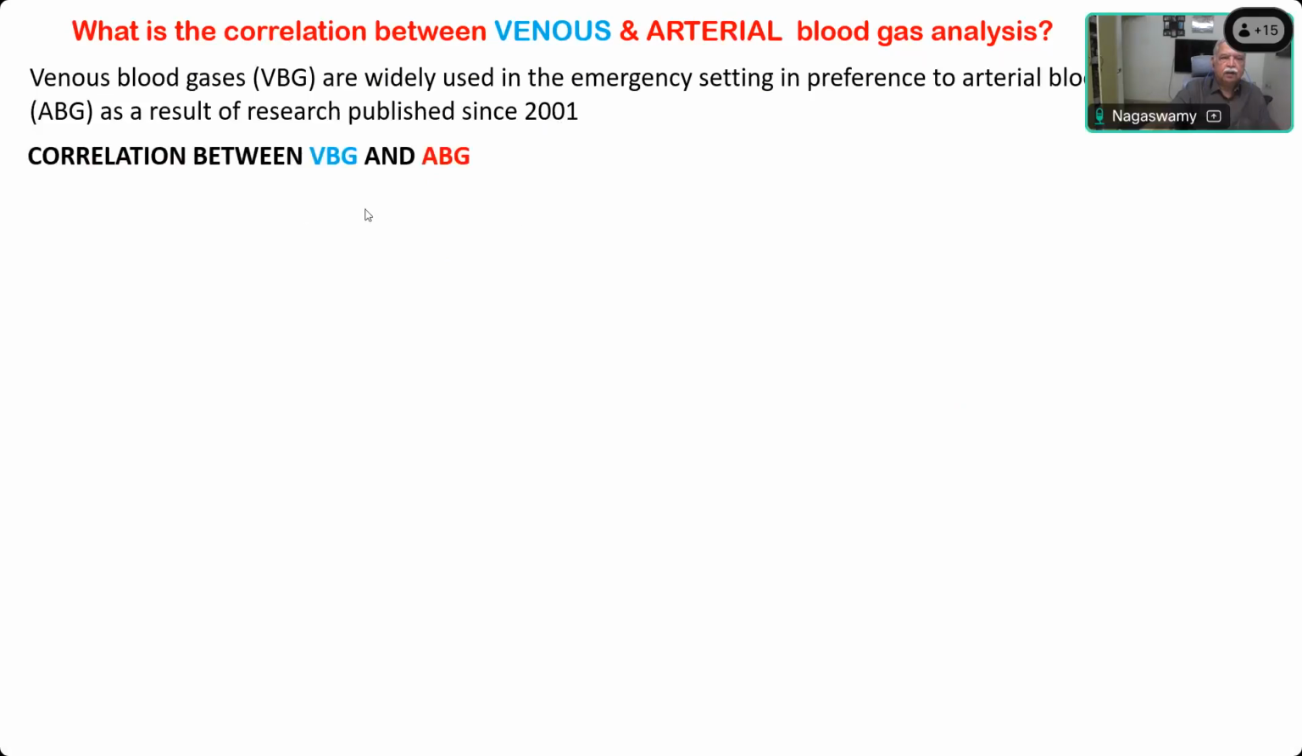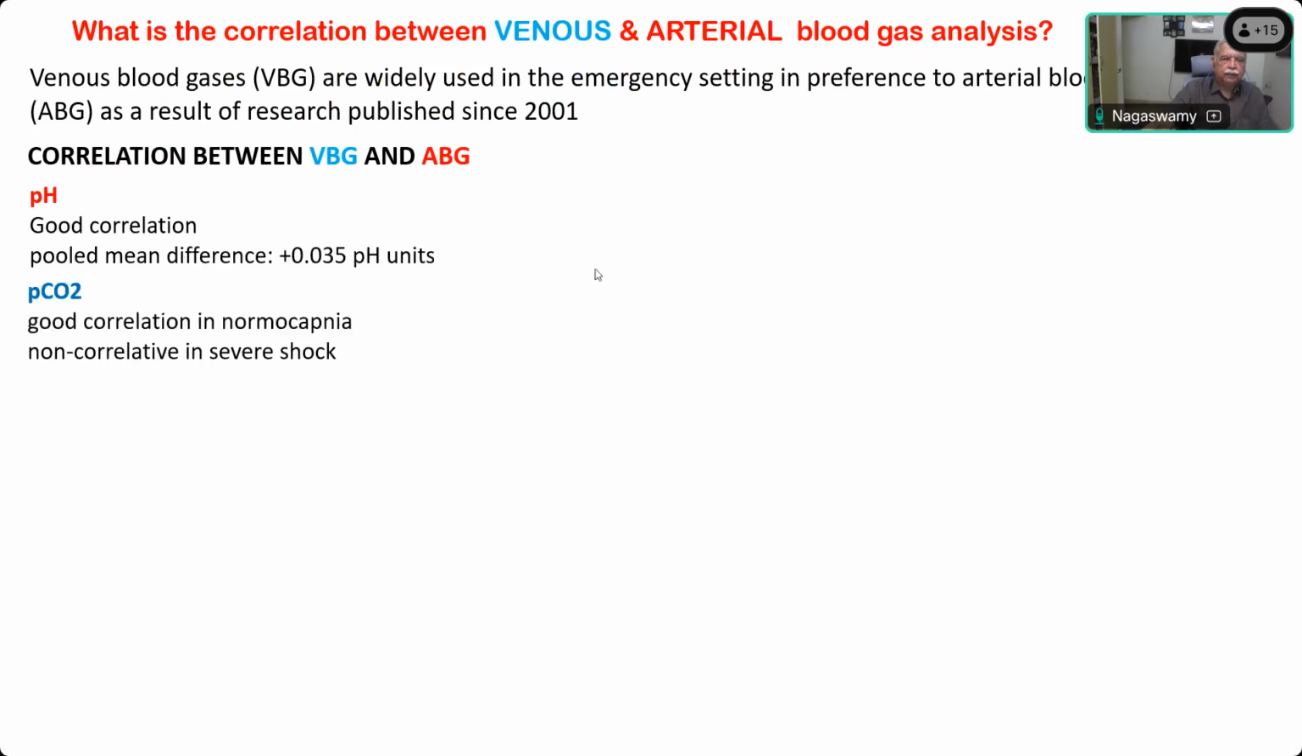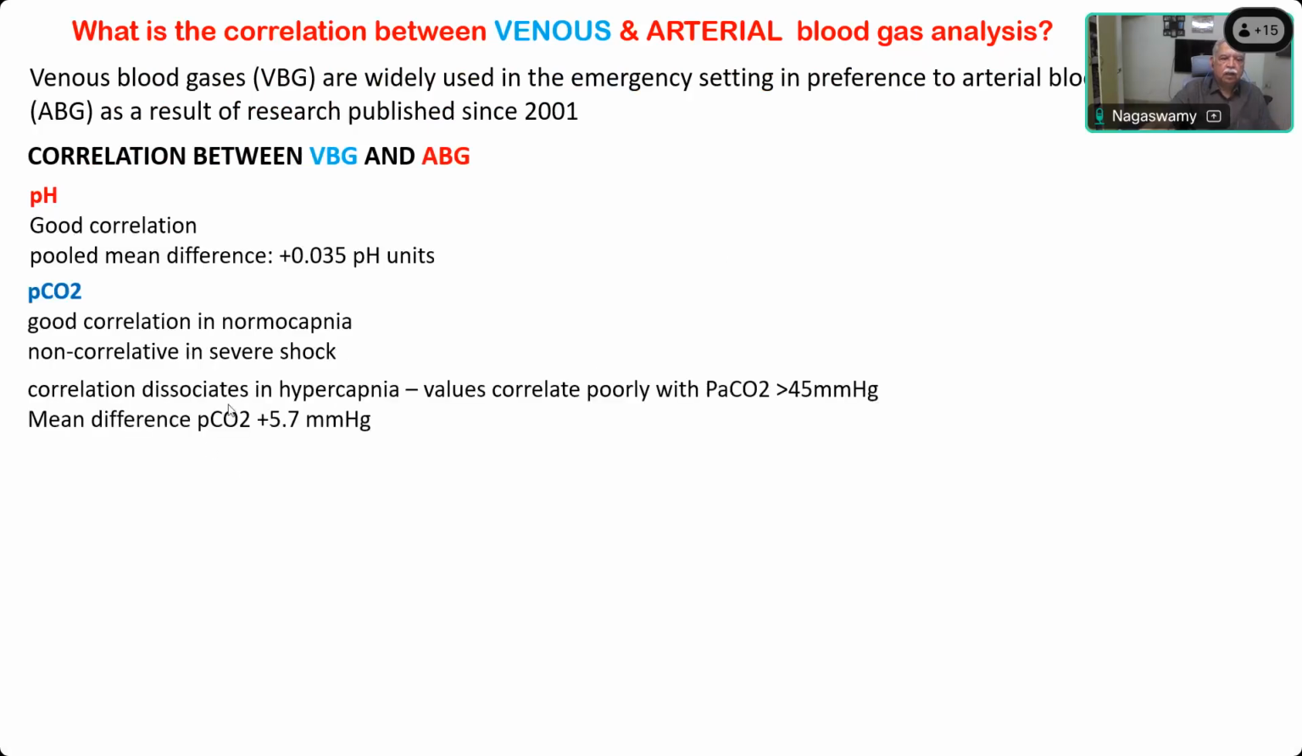For pH there is a good, more or less good, correlation, and the difference is only 0.035. PCO2 correlates in normocapnia, but it is not a reliable parameter in severe shock. And the correlation dissociates in hypercapnia also.